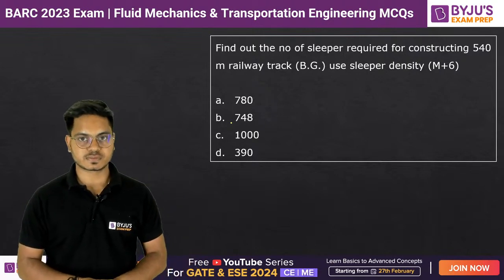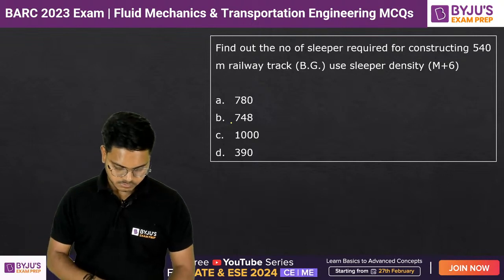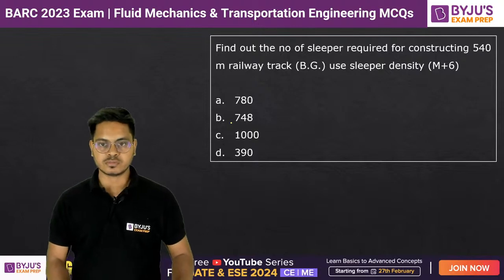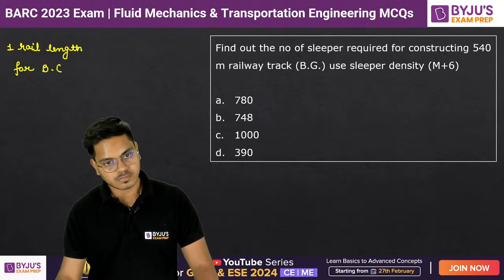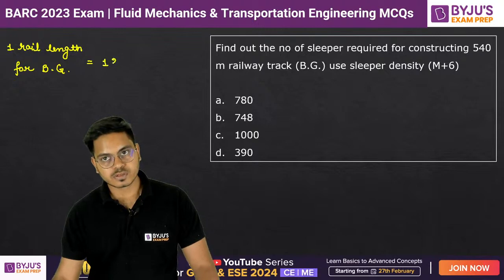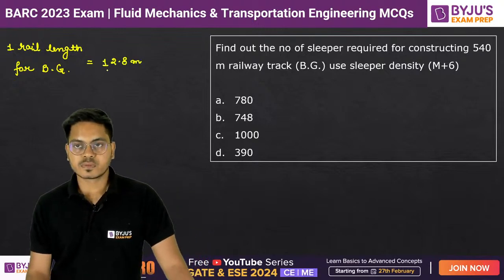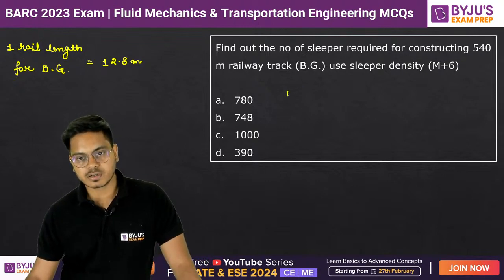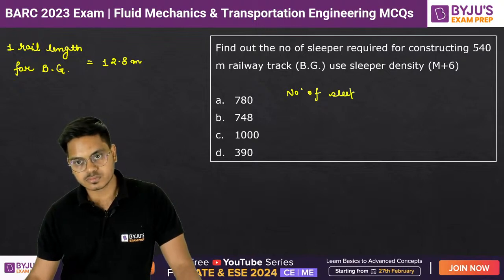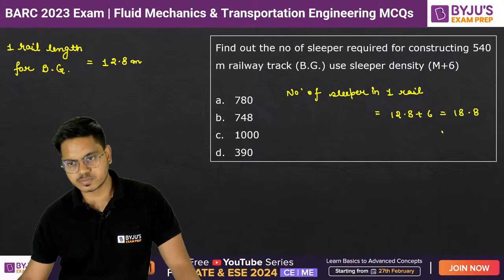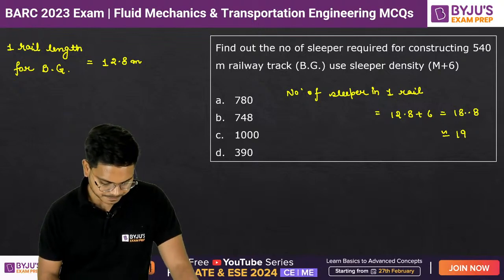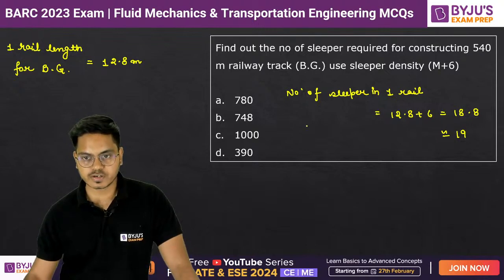Use sleeper density M plus 6. How much is one rail length for broad gauge track? One rail length is 12.8 meters, correct? So in one rail, the number of sleepers is how much? 12.8 plus 6 means 18.8, which is not possible, so 19. So 19 are the number of sleepers we use in one rail length, correct?